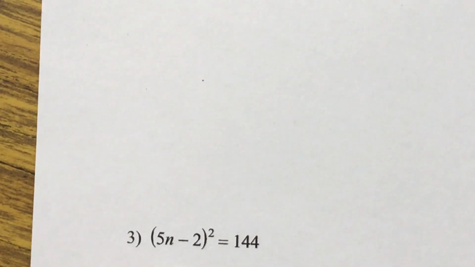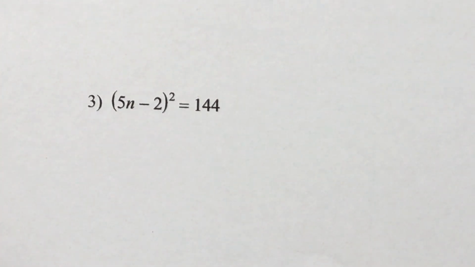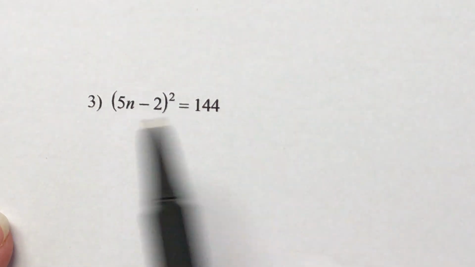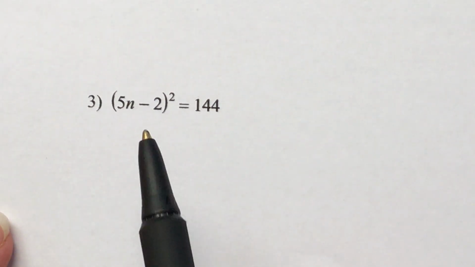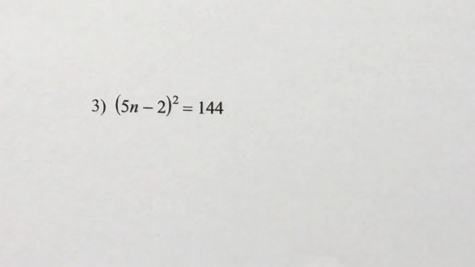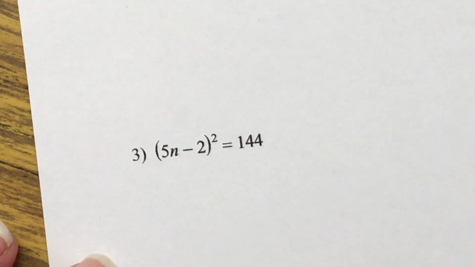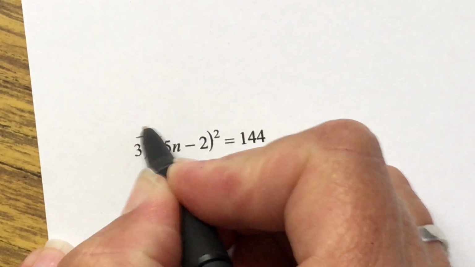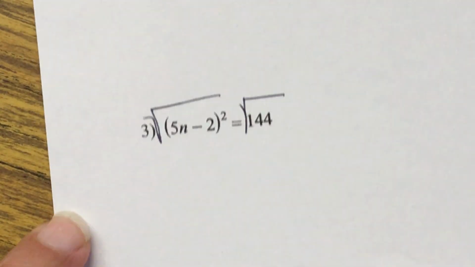Let's look at this one. Ooh, question number 3, I have a squared term and a constant. This one's square roots, definitely. So let's go ahead and do question number 3. So the first thing I'm going to do is square root both sides. Take the square root of both sides.